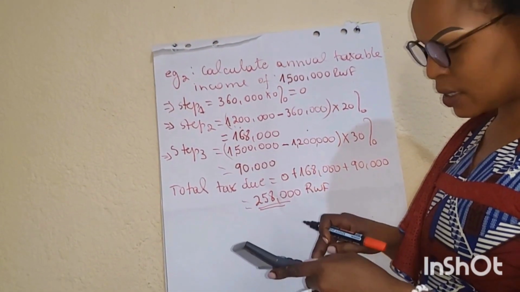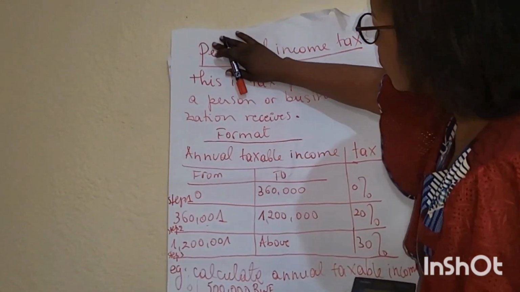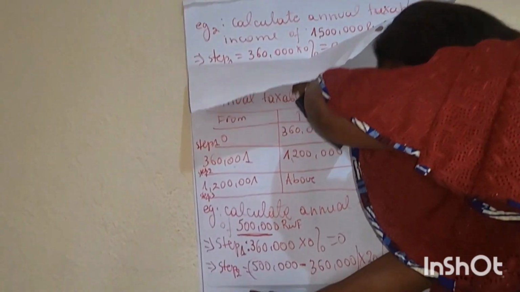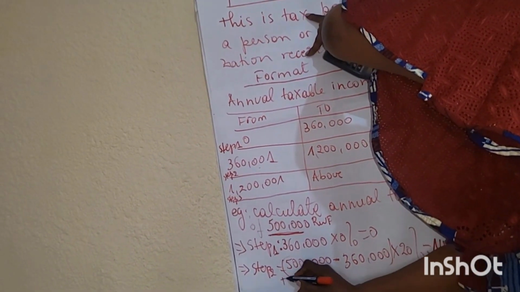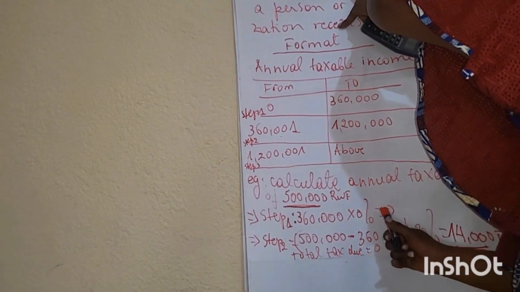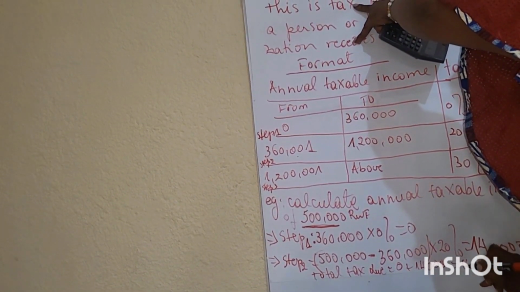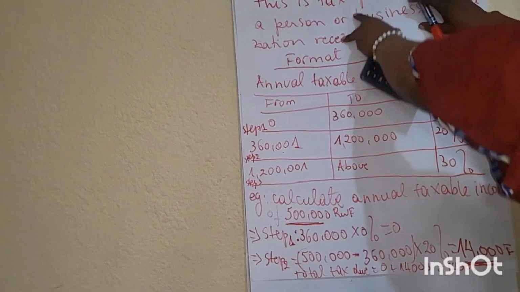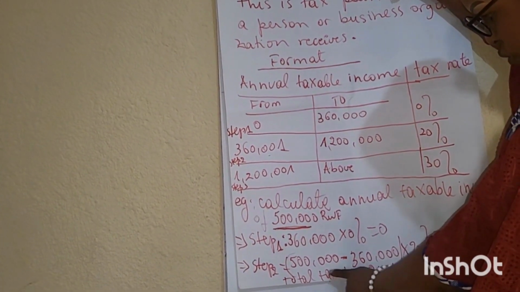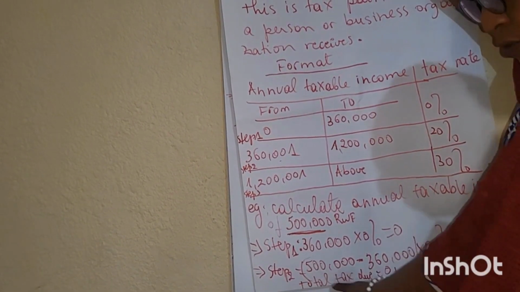Okay, so let us come back to this first calculation. What you have to know here is that we have to add all steps in order to see the total tax due. Here, for the total tax due, we have to add step 1 and add 14,000. And the answer is 14,000. Okay, you have to follow all steps, and after that you add the steps to get the final solution.